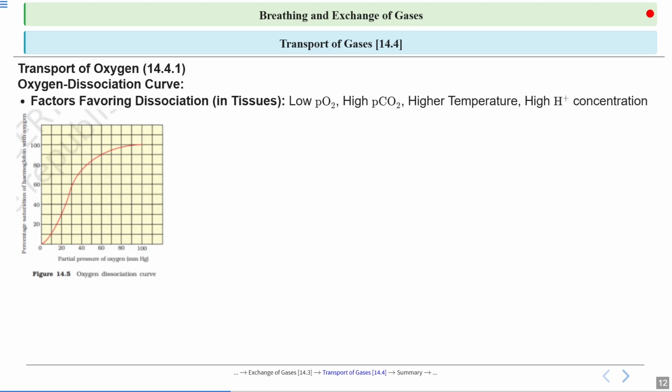So the factors of dissociation and factors of association in the alveoli and in the tissue, you should remember. That is a very, very important point.